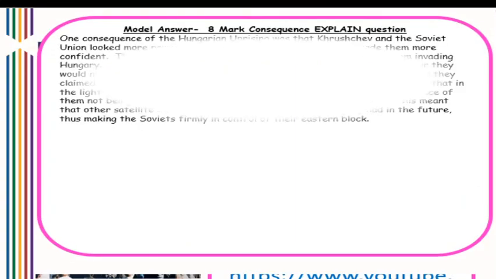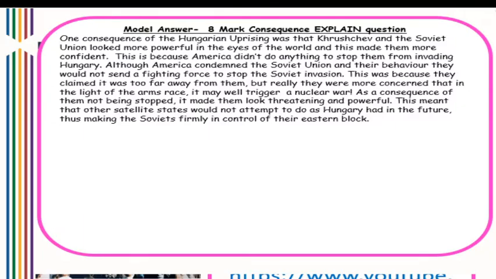Okay, so here is the full model answer. If you want to see it all together, you can pause the video. It's exactly what we've just read over. So the first one that I did, and the second one down there, if you want to pause it and read over it.